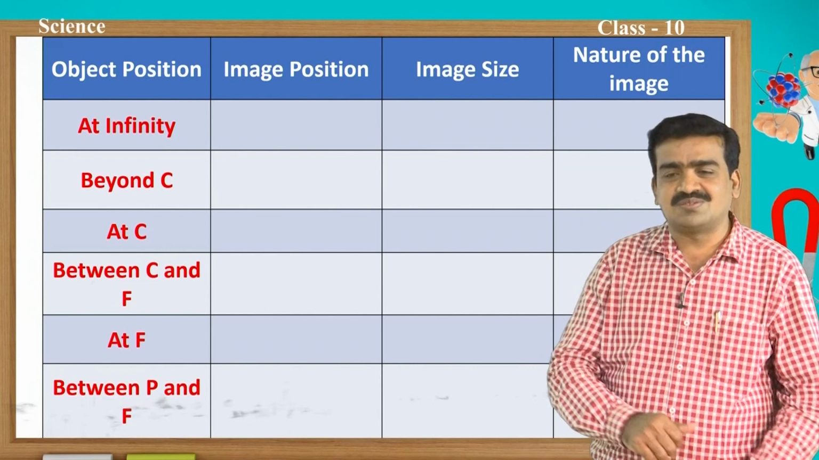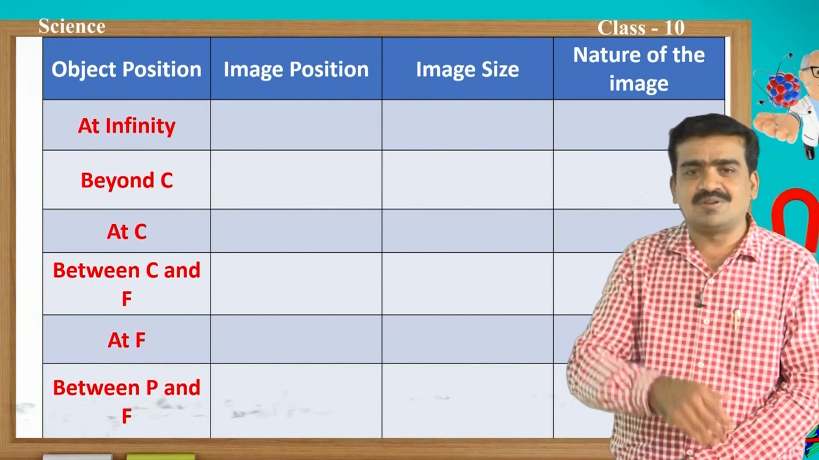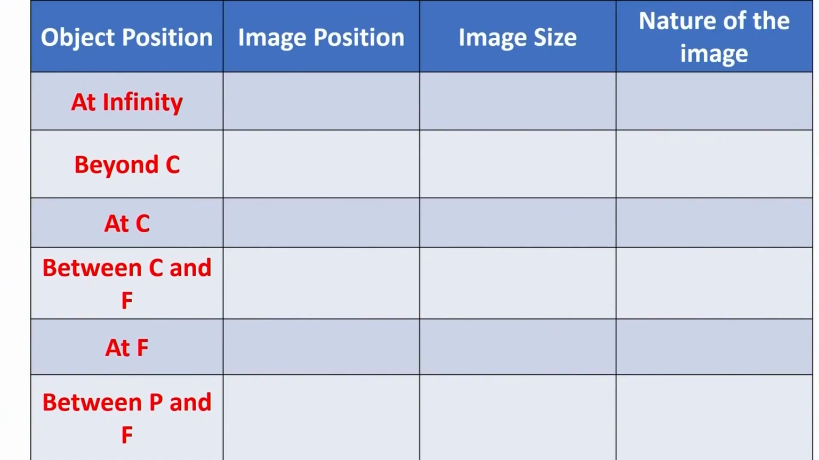Now, my dear student, we have learnt about all these things. Just try to recall the position of the image, image size as well as the nature of the image when the object is placed at different distances. Then what happens when the object is placed at infinity? Can you recall? Yes, you can recall easily. The image position is at F. What about image size? It is highly diminished. And what is the nature of the image? It is real and inverted.